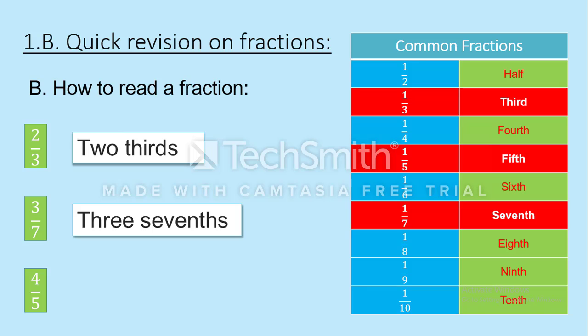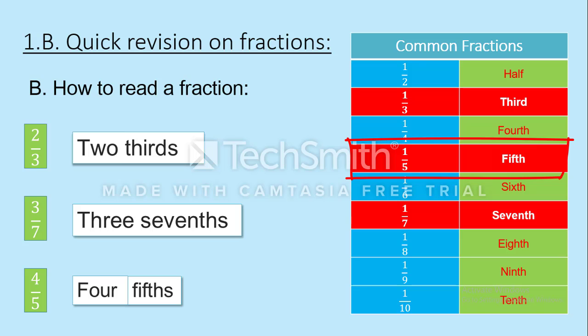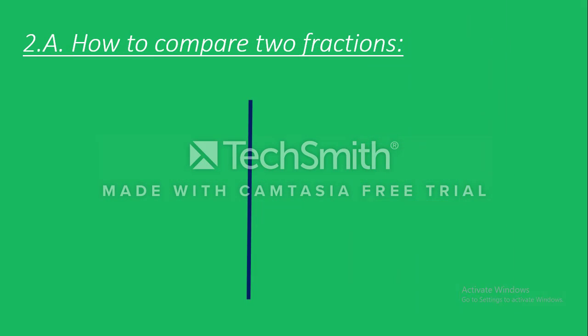The last example, we have 4 in the numerator and 5 in the denominator. Can you answer it? Excellent. Since we have 4 in the numerator, we will write 4 as it is. And we have 5 in the denominator, so we will write 5th. So the answer will be 4/5.